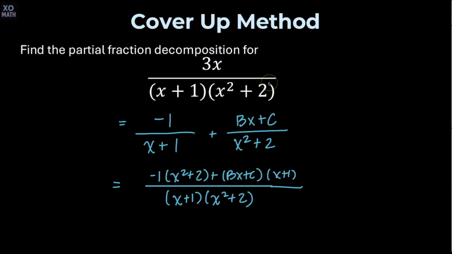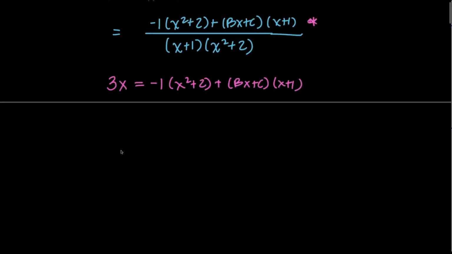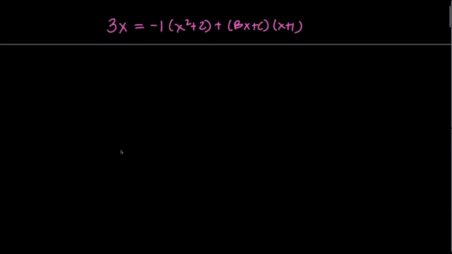All right, and now if the original rational expression is supposed to equal this new rational expression, their denominators are already equal. So what we really need to do is think about setting these numerators equal to one another and working with that equation to find the values of b and c. So in other words, we want 3x to equal -1 times x squared plus 2 plus this bx plus c times x plus 1. And we're trying to find b and c. So now, let's make a little bit of space here. Let's focus on just this equation for a moment.